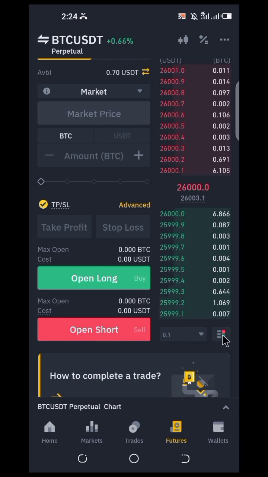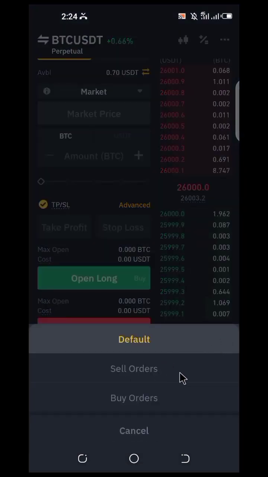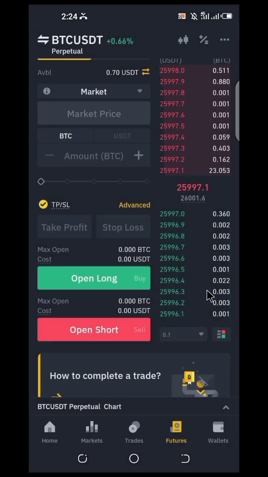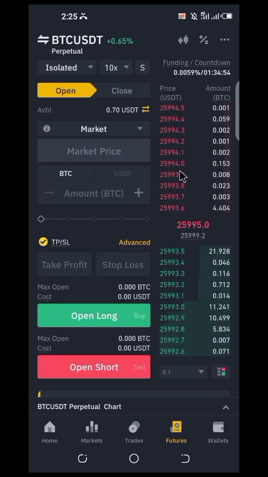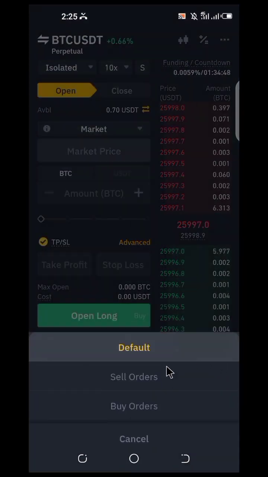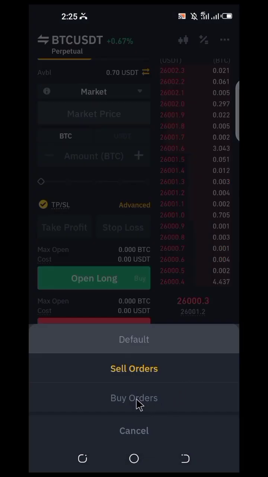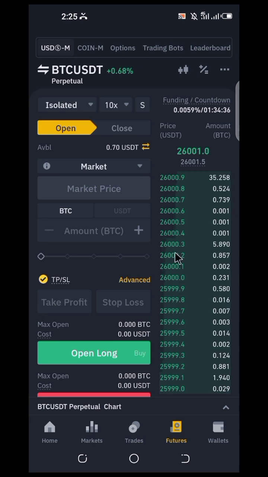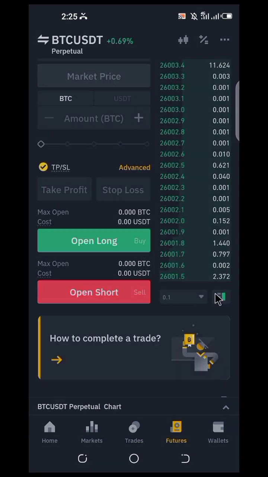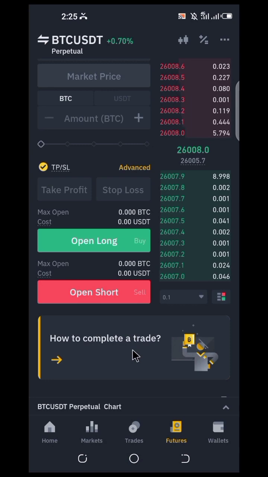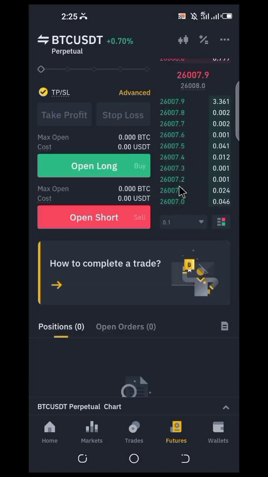The next icon here allows you to display whether you want the sell orders or the buy orders. You can also display both of them at the same time. Right now it's on default, and as you can see, we have the sell orders here and the buy orders here. When you click on it, I can decide to leave it on sell orders, and you have only the sell orders displayed in the order book. If you want only the buy orders, you can leave it on buy, and you have only the buy orders displayed. And if you want to leave it on default, you have both the sell orders and the buy orders in the order book. So basically that is it over there.